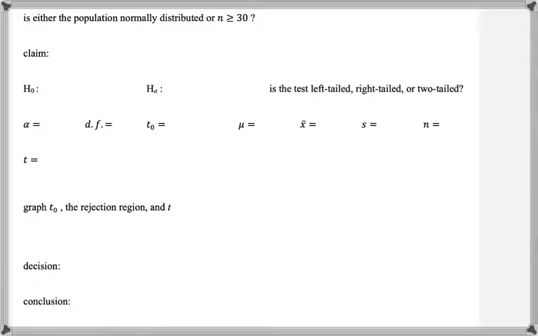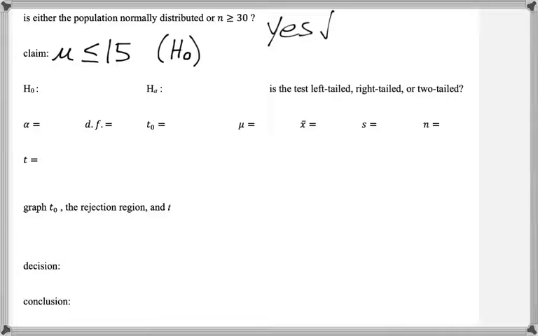So first, is either the population normally distributed or our sample size greater than or equal to 30? Well, our sample size is only 11. However, they do say that the population is normally distributed. So yes. The claim is at most 15 minutes. So that's mu is less than or equal to 15. So the claim is the null hypothesis. So the alternative hypothesis would be mu is greater than 15, which means this is a right-tailed test.